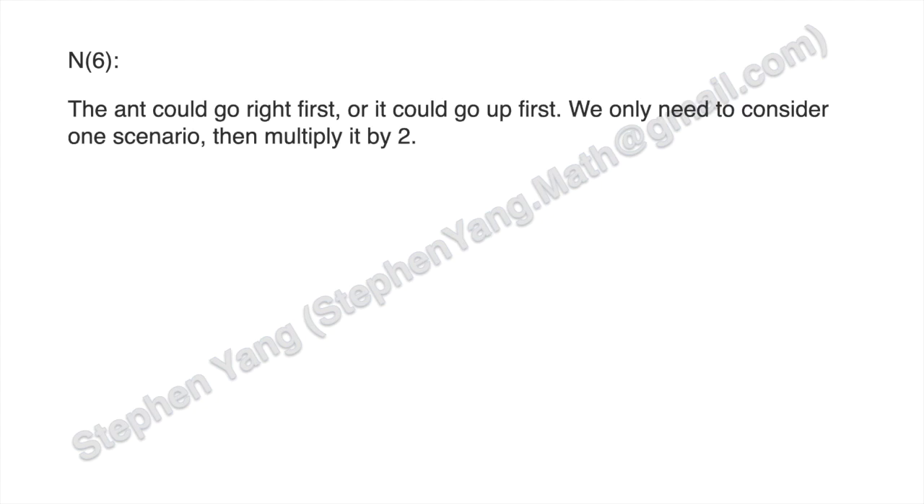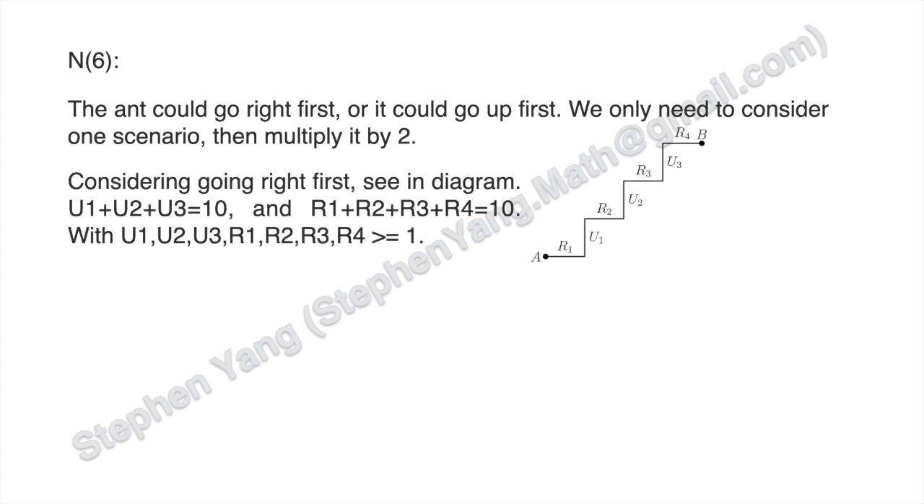Now let's calculate n6. n6 is similar to n5. The ant could go right first, or it could go up first, and we only need to consider one scenario and then multiply by 2. So let's consider going right first. As you can see in the diagram, U1 plus U2 plus U3 equals 10, and R1 plus R2 plus R3 plus R4 equals 10. We also know that these 7 variables, U1, U2, U3, R1, R2, R3, and R4, are all greater than or equal to 1.